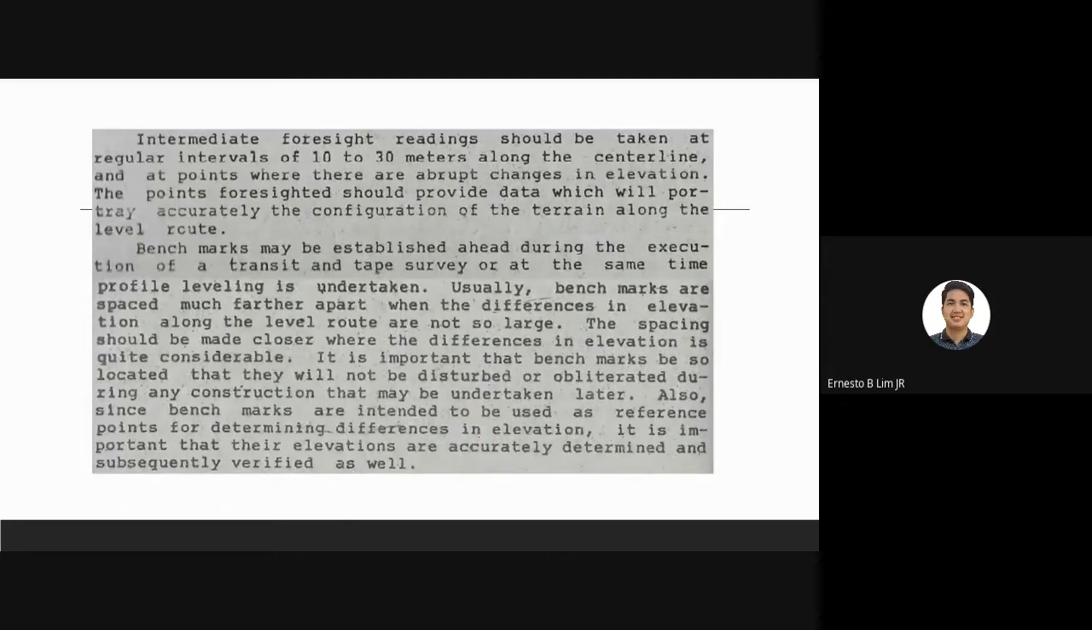Intermediate foresight readings should be taken at regular intervals of 10 to 30 meters along the center line, and at points where there are abrupt changes in elevation. The points foresighted should provide data which will portray accurately the configuration of the terrain along the level route. So preferably, guys, the regular interval. There's a range of 10 to 30 meters, but the preferable interval would be 20 meters for your full station.